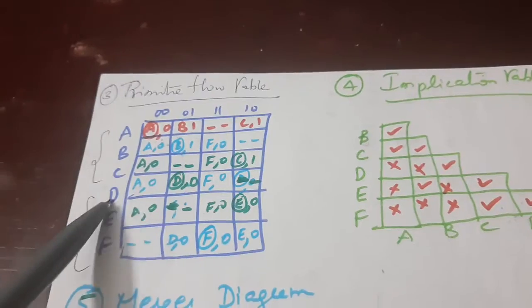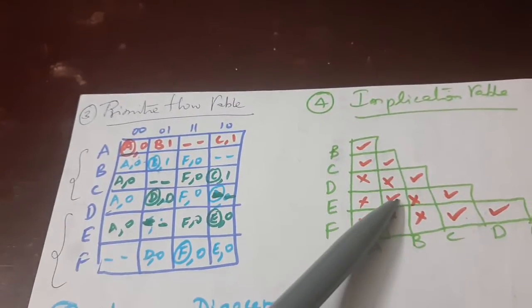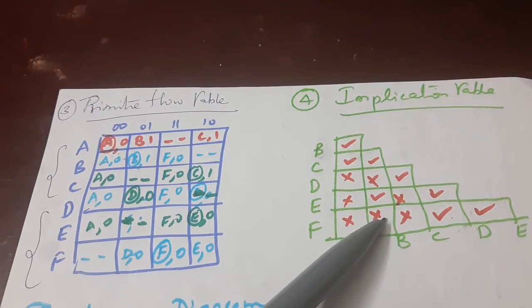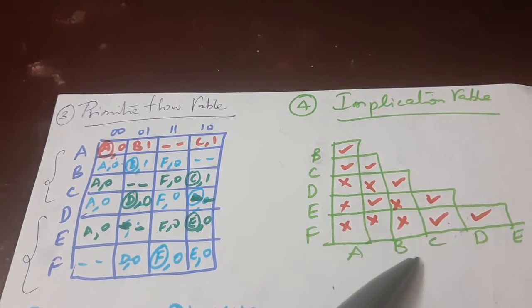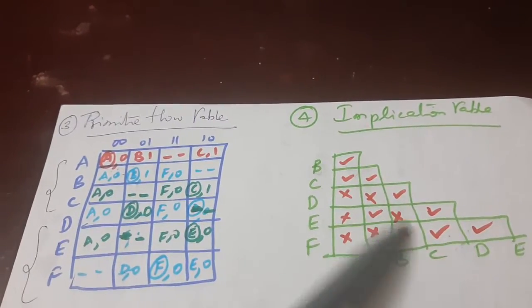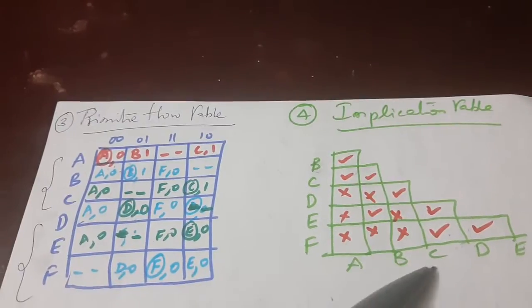B with C, B with D. You compare. So, you have two stable, two not in the same condition. Similarly, C you compare. C and D are same. So, put a tick mark. D and E are separate. So, put a cross mark.